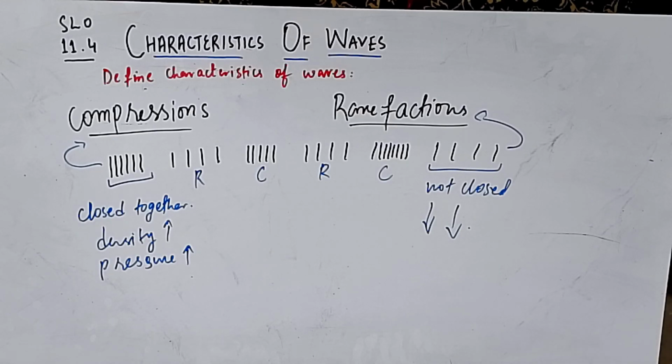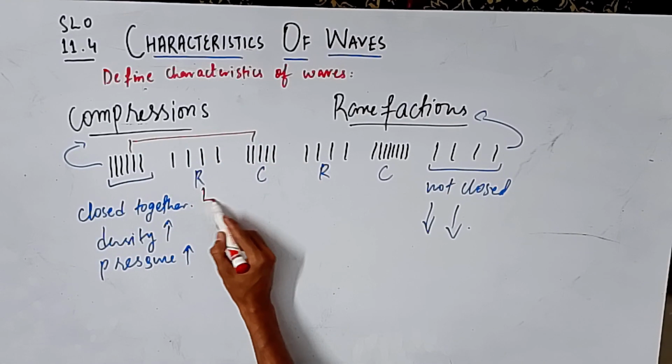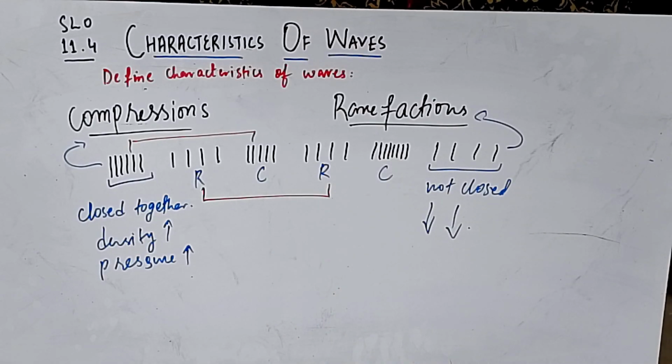One thing that is very important: when we talk about the wavelength of a longitudinal wave like this, from one compression to the next compression is a wavelength, and similarly from one rarefaction to another rarefaction is the wavelength of the longitudinal wave. In the transverse wave we take crest to crest or trough to trough, and similarly in longitudinal waves we take compression to compression and rarefaction to rarefaction.